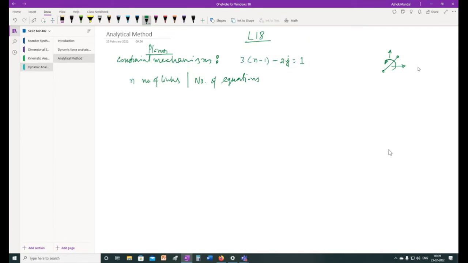For the two translations, you have force balance in the x direction equals 0, and force balance or linear momentum balance in the y direction equals 0. And you have the moment balance equals 0. So these 3 equations you have for any link. For a mechanism, one of the links has to be fixed, so the number of equations available to you is 3 into (n minus 1).